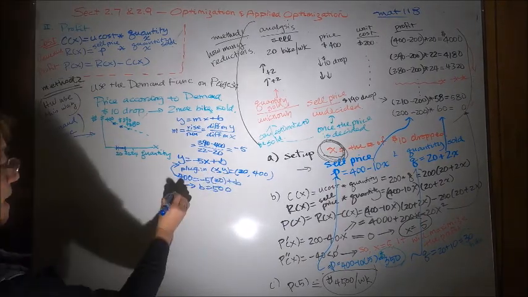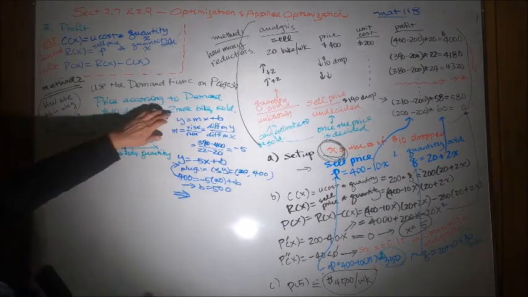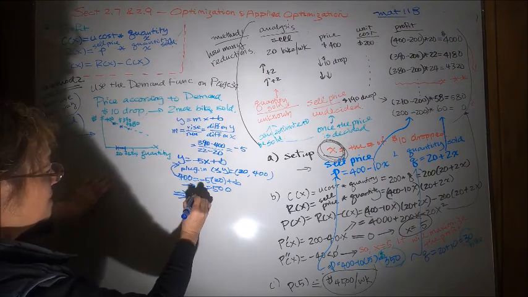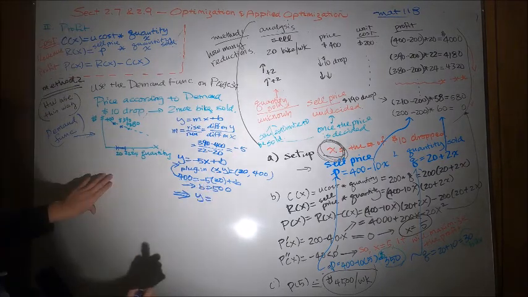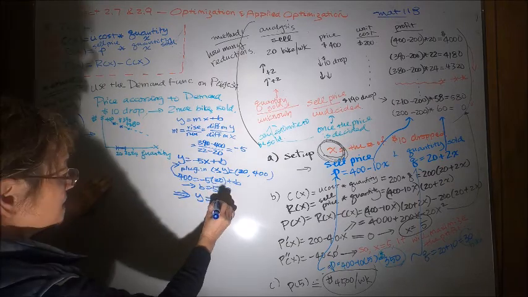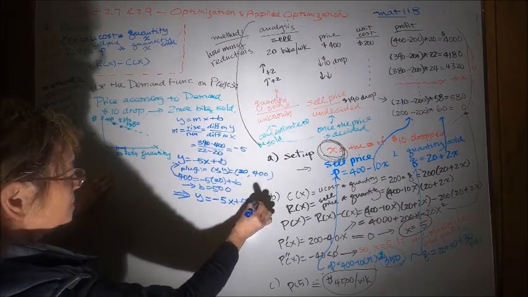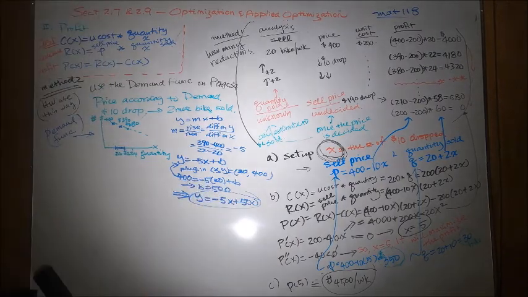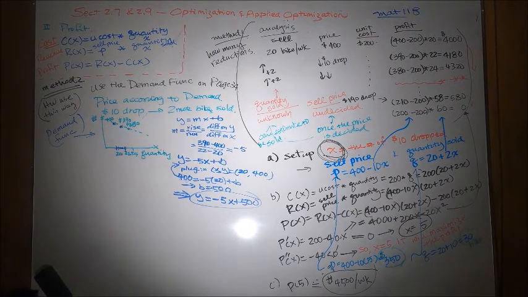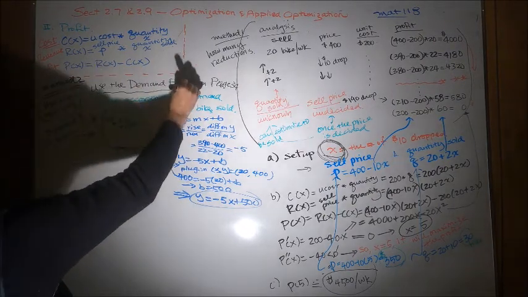If you do that, what do you have? y equals mx plus b. y equals m is -5x, b is what? 500. So this is your demand function. Okay, so use the demand function to do this. That's what we are doing.